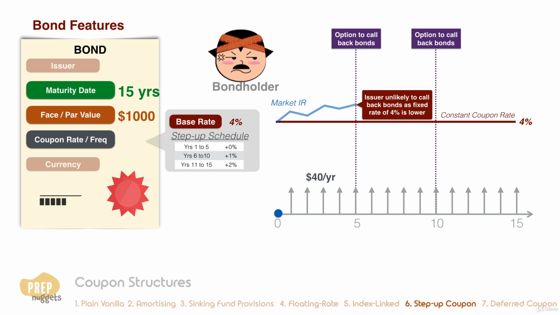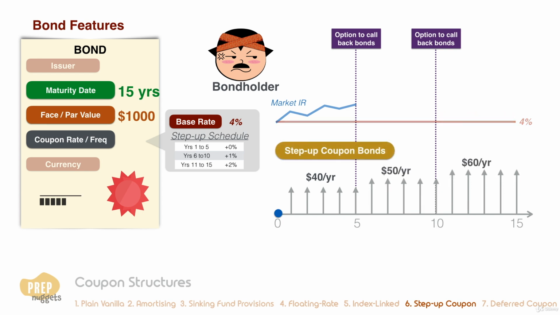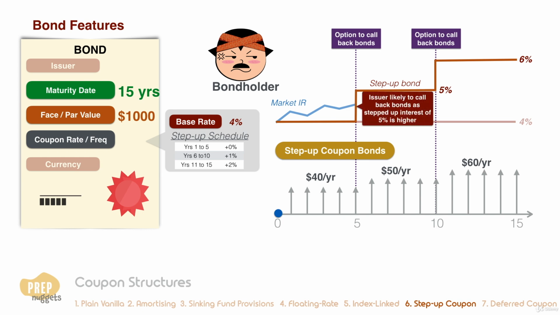Now, imagine if you're the bondholder. You may not be too happy because you're stuck with this bond, which pays a lower interest than the market rate. However, if this is a step-up coupon bond, the provision allows the bondholders to receive a higher coupon, more in line with the higher market interest rates. In some cases, the issuer may be more inclined to call back the bond. This will certainly make the bondholders happier.